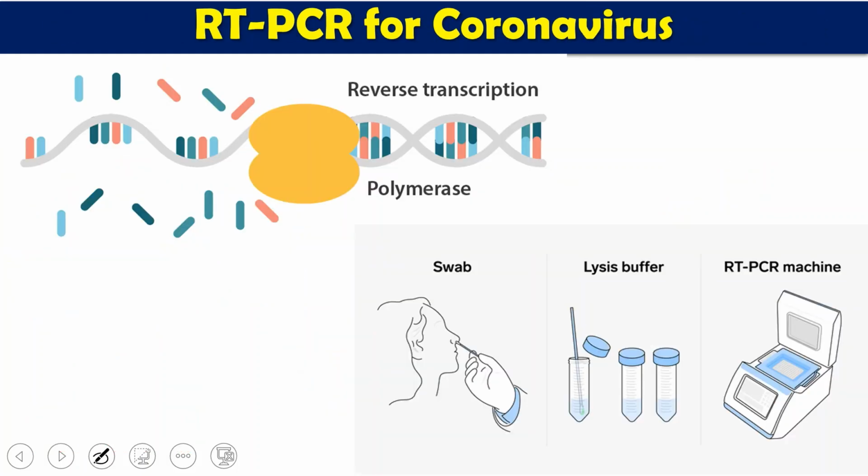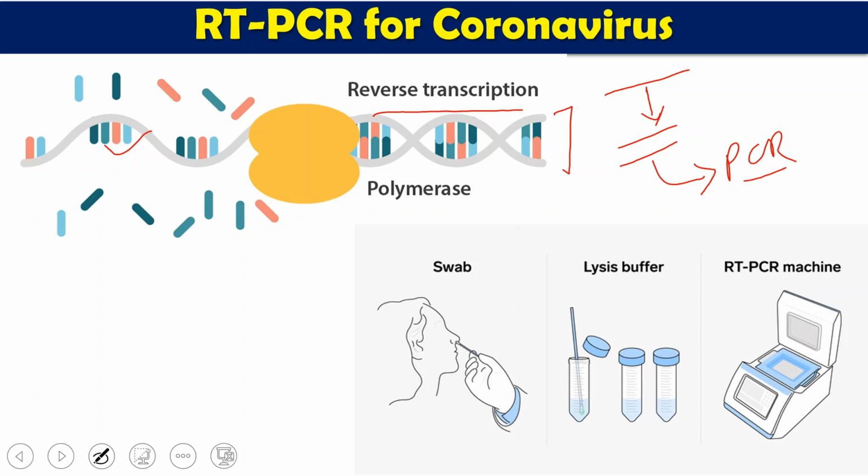So first we are going to have an RNA. This RNA is going to be converted to double-stranded DNA by the reverse transcription process. I have just told you. So we have RNA, first we are going to convert it into double-stranded DNA, and then this DNA will be used in the PCR process, so that amplification will be done and then it will be detected.